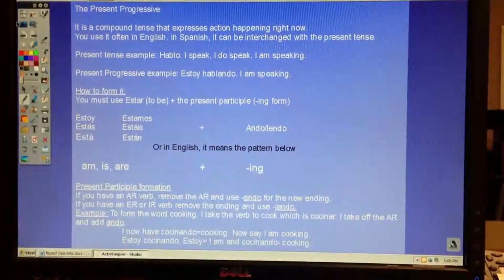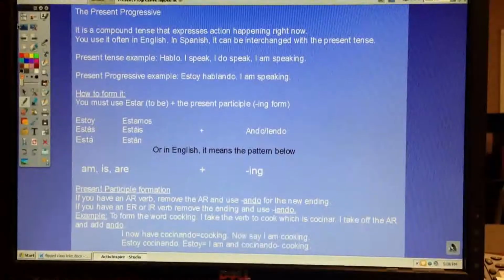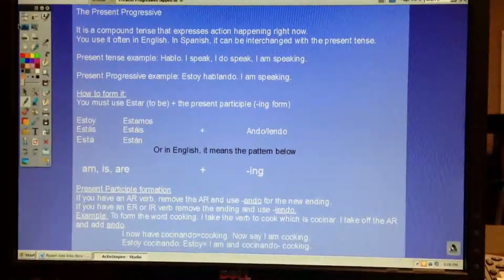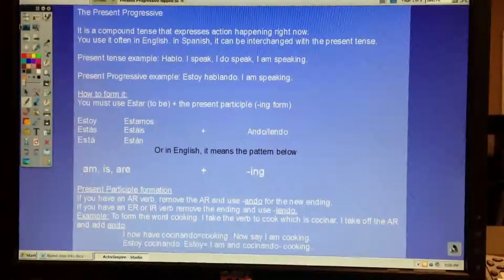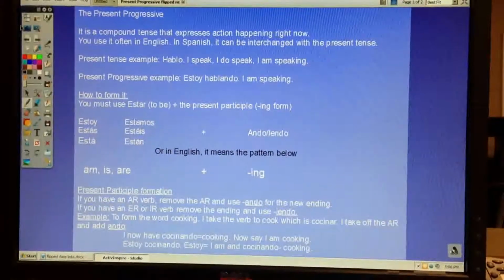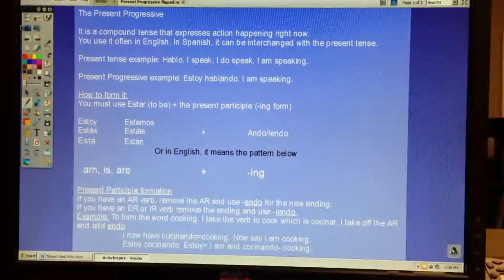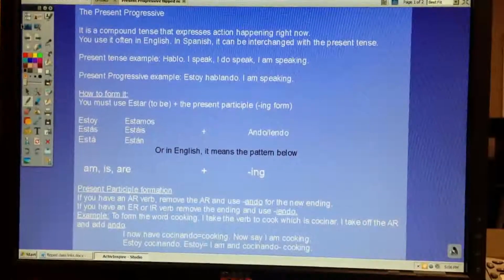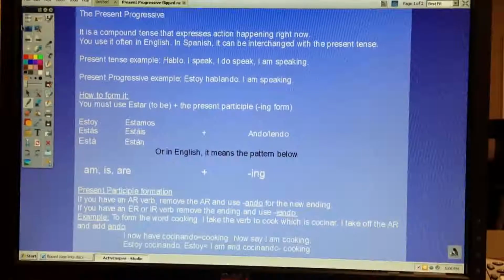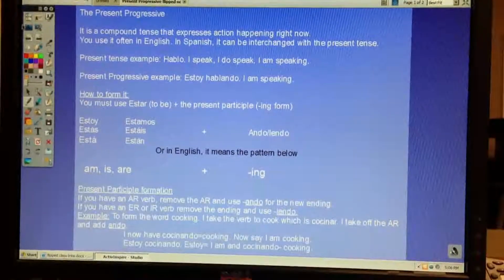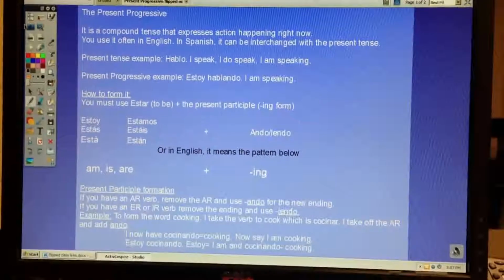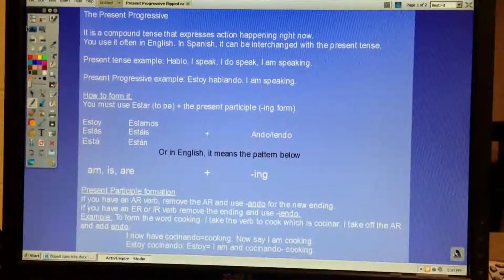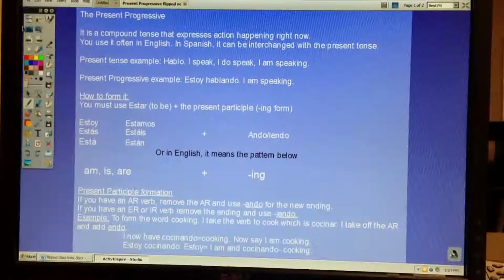In Spanish, when we use the present tense, as you can see in my present tense example, with a word like hablo, it actually has three translations. I speak, I do speak, and I am speaking. Well, let's focus on the I am speaking part. This is a totally separate tense all to itself called the present progressive. What someone is doing. Okay?